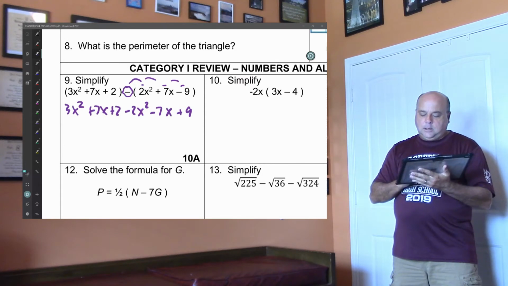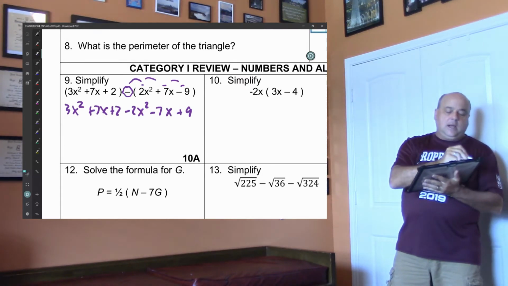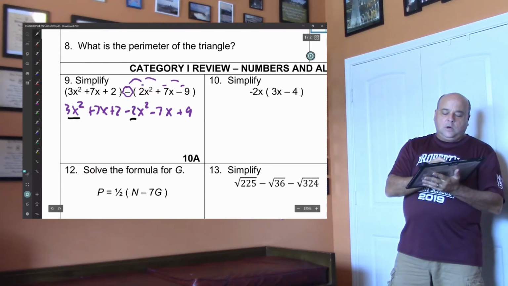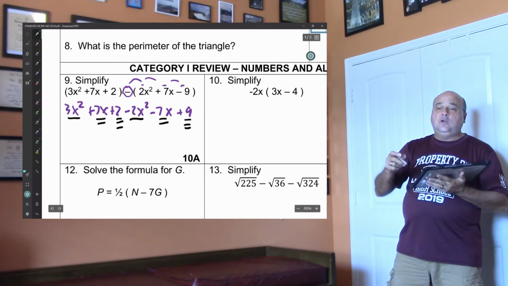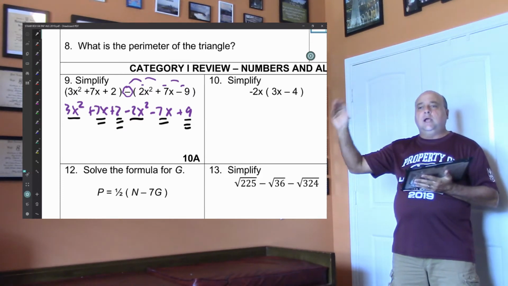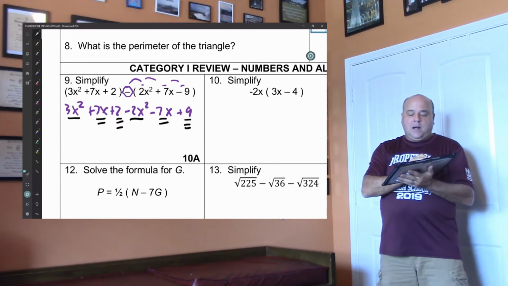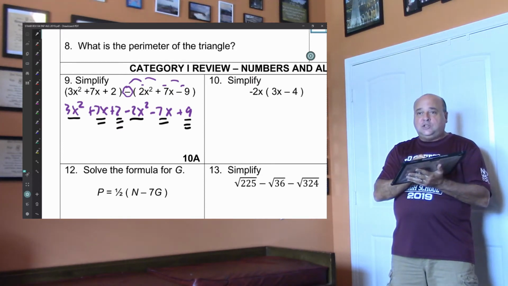Okay, let's go back to here. Now then we're going to combine our x squares. We're going to combine the x's, and we're going to combine the constants. So we could end up with 3 things in the answer. We're going to do sign, number, letter, exponent. This is 6th grade integer work. So a positive 3x squared and a minus 2x squared.